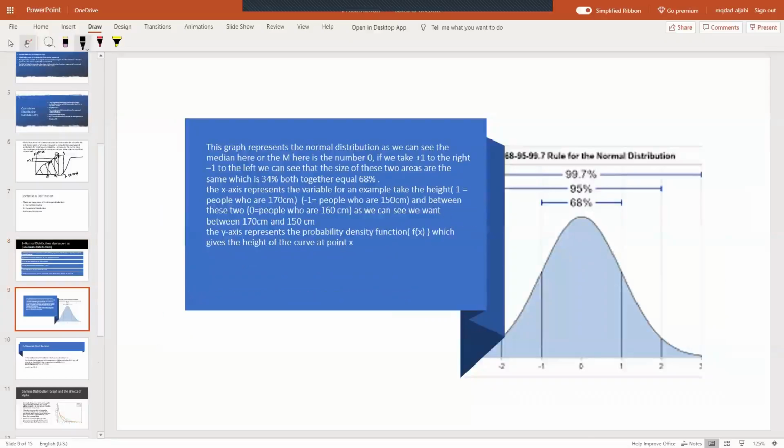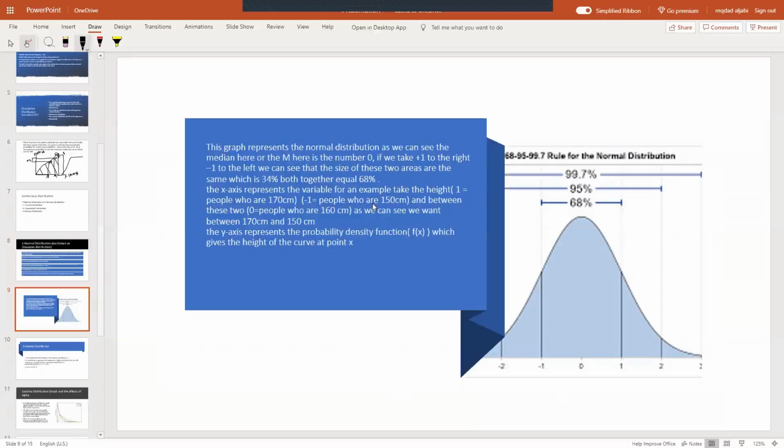As we can see in this graph, it looks like the PDF, probability density function, where the left side and the right side are both equal. And there's a point, it's a 0 here. Sometimes we call it mu, sometimes we give it a number. This represents the normal distribution. The median, or the m, is the number 0. If we take plus 1 to the right or minus 1 to the left, we can see the size of these two areas are the same, which is 34% each, together equals 68%.